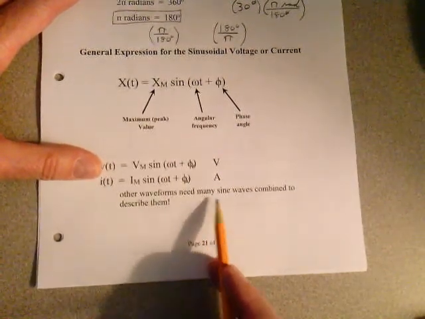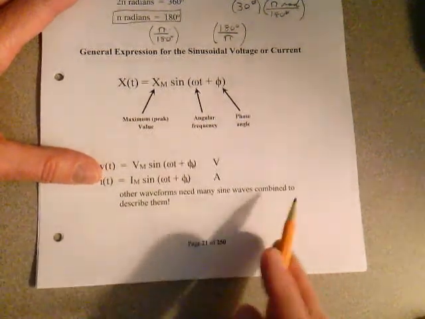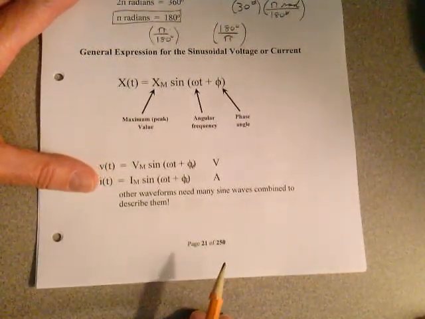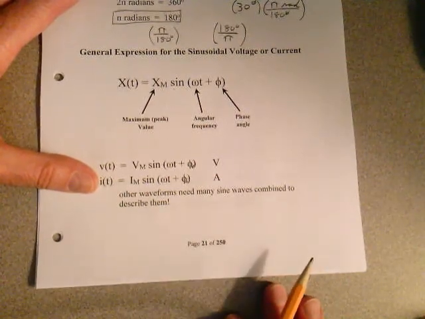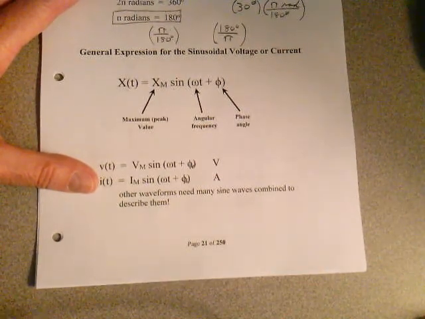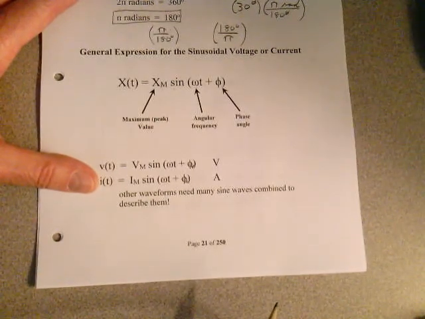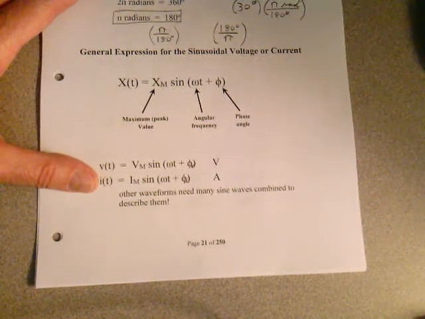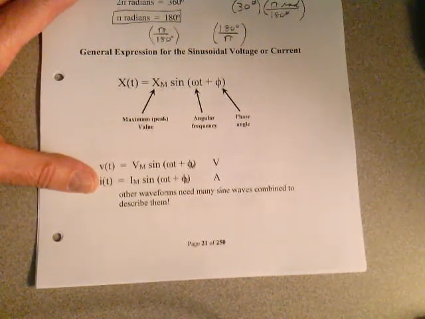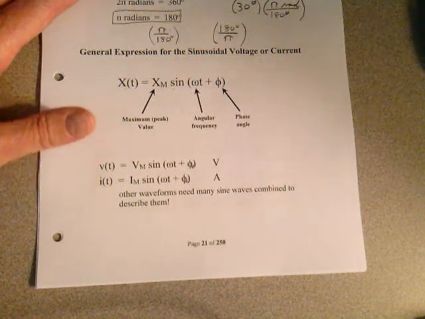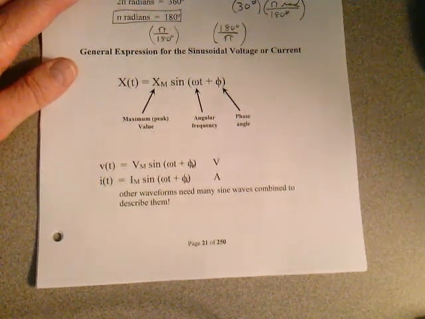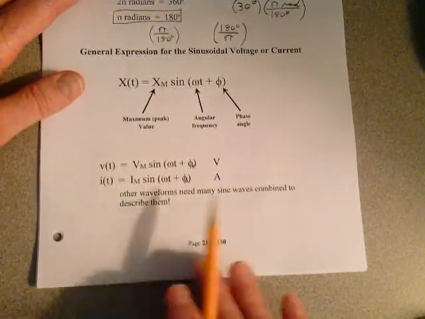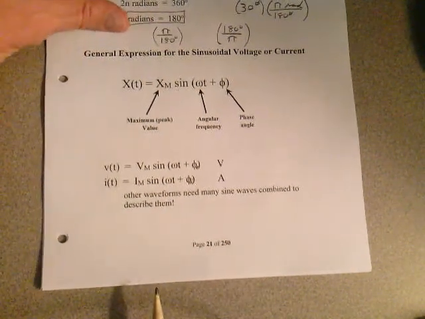Other waveforms need many sine waves combined together to describe them. So if you have a square wave, or a rectangular wave, or a pulsed waveform, you can't show it with one sinusoid, obviously. Fourier series will tell you that you'll need multiple sine waves at different frequencies to be able to represent a square wave, or a rectangular wave, or a sawtooth waveform. But that's not the case with the sinusoid. It's pure.